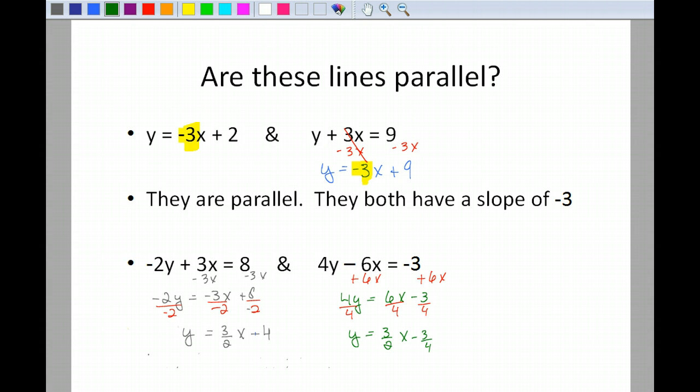Okay, so when you did this one, you should have ended up with y is equal to 3/2 x minus 4, and y is equal to 3/2 x minus 3/4. And what that tells you is I have the same slope, and if my slope is the same, I have parallel lines. And that's it.